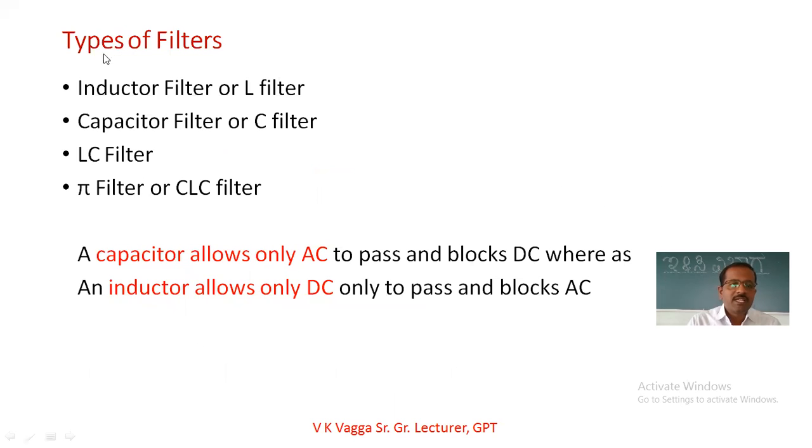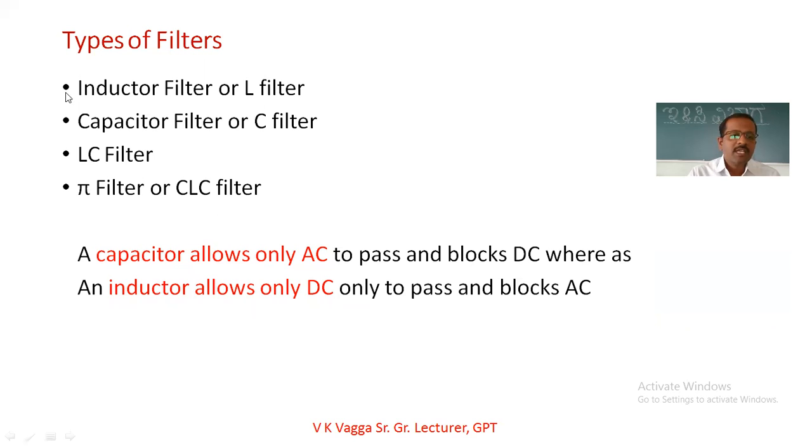If you take the types of filters, according to the components used, filters are mainly classified into four types. One is the inductor filter, also called the L filter. Another one is the capacitor filter, called the C filter. One more is the LC filter, which makes use of an inductor as well as a capacitor. One more is the pi filter, also called the CLC filter. So the main four types are the inductor filter, capacitor filter, LC filter, and CLC filter.